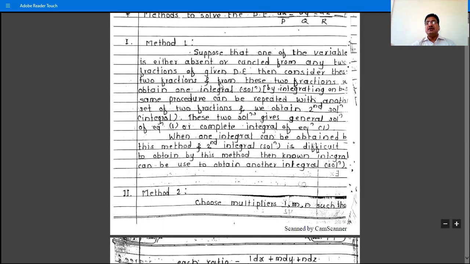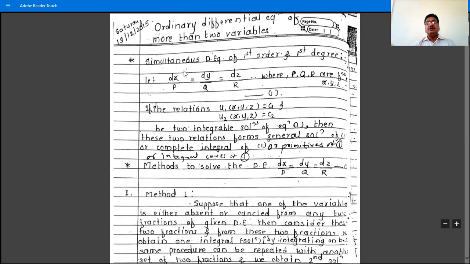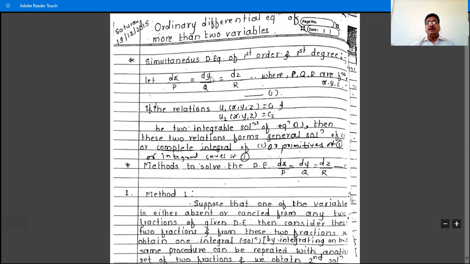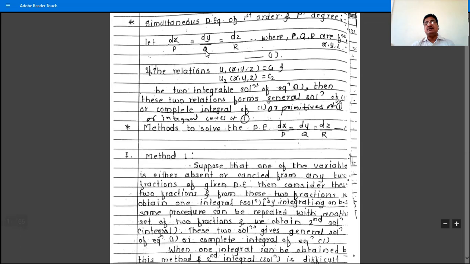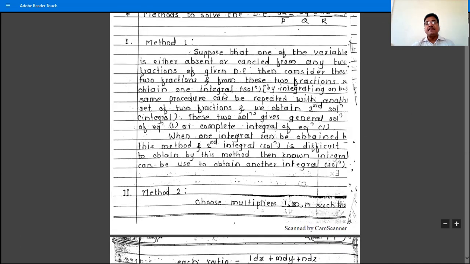Then consider these two fractions. Suppose you consider the first two fractions, that is dx by P, dy by Q, and if there is no variable z in these two fractions, then we consider those two variables. The variable z is absent in the first two fractions, or z is cancelled from the first two fractions. Then what is the procedure?